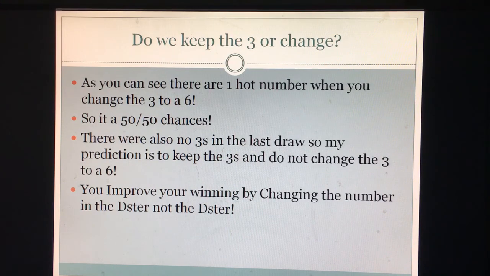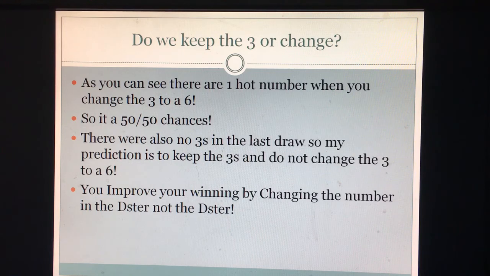So as you can see, there is one hard number when you change the 3 to a 6, but it's still a 50-50 chance because the 38 has not been eliminated, even though you limited the digit 3 on the set 2. There were also no 3s in the last draw, nor any 6s. So if there's no 3 in the previous 2 draws, then you keep the 3. If there's no 6 in the previous 2 draws, then you keep the 6.